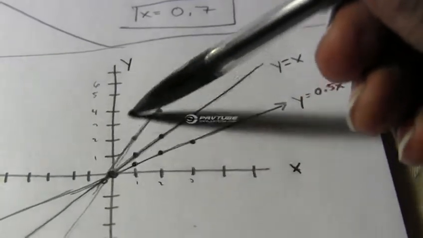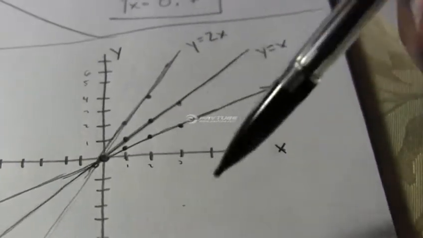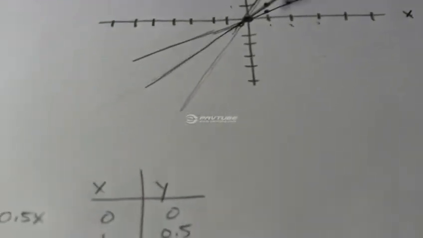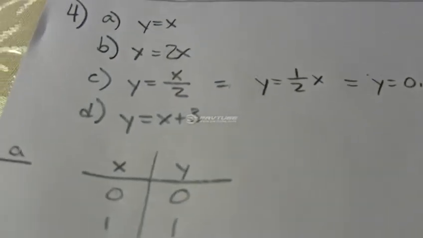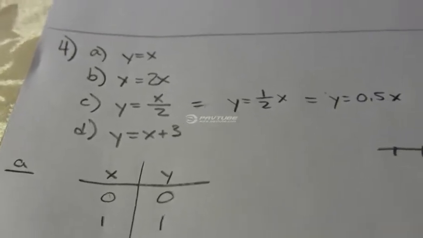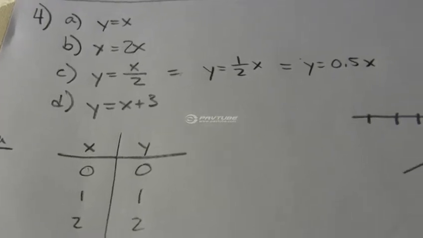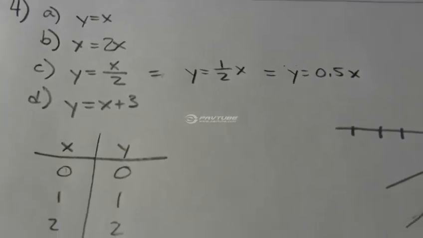x would be something like that, and 4, and it would just keep getting steeper and steeper. Okay? Now, this next one, D, is different than these next three. It's going to be linear, it's going to look like a line, but it's going to change differently, and let's see if you can guess.